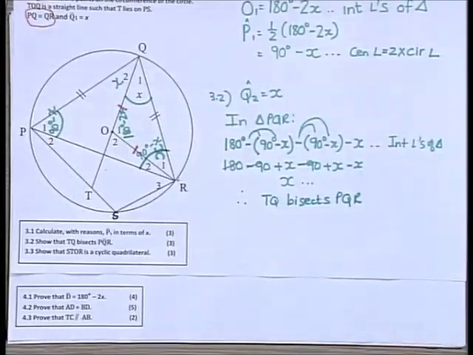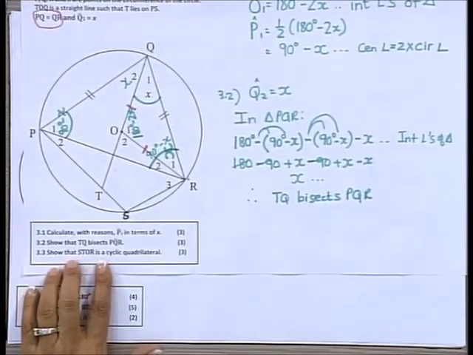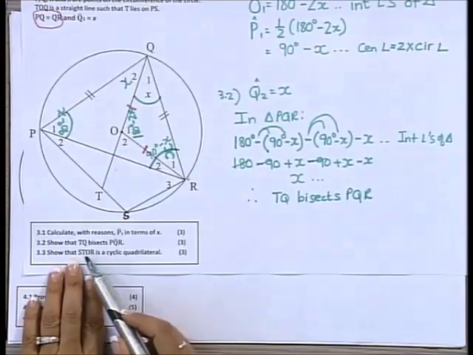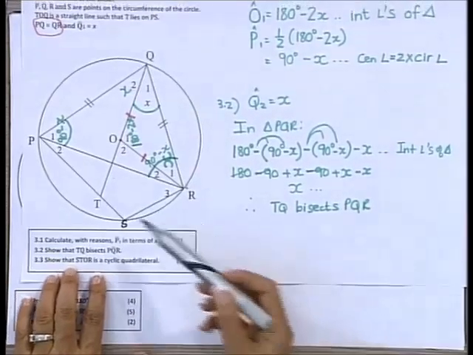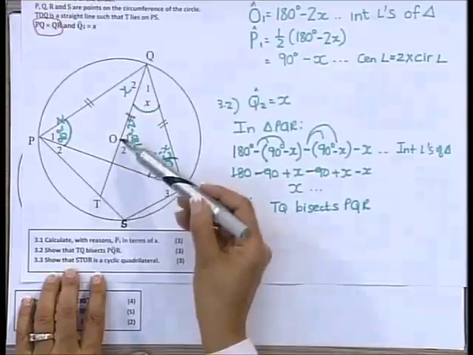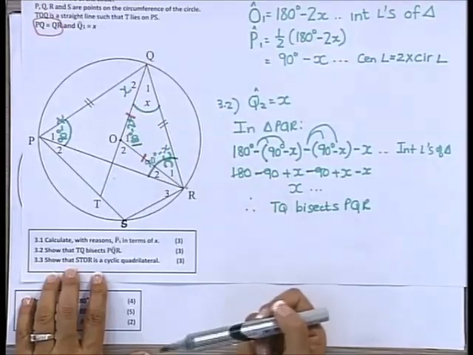And then we have one last question in this sum, which says, prove that STOR, S-T-O-R, is a cyclic quad. S-T-O-R is a cyclic quadrilateral.